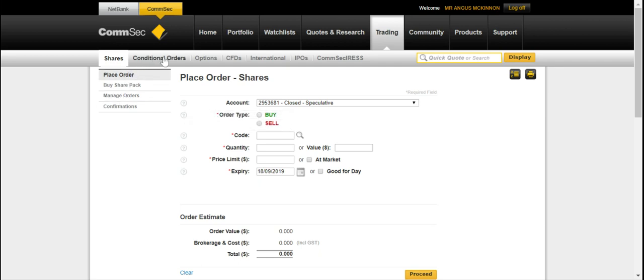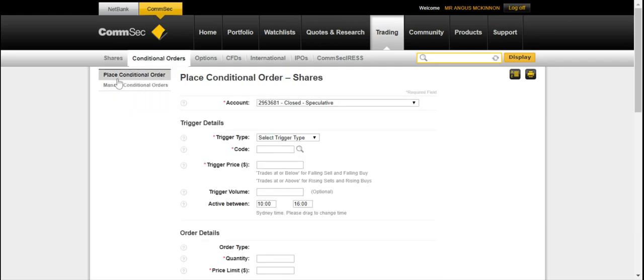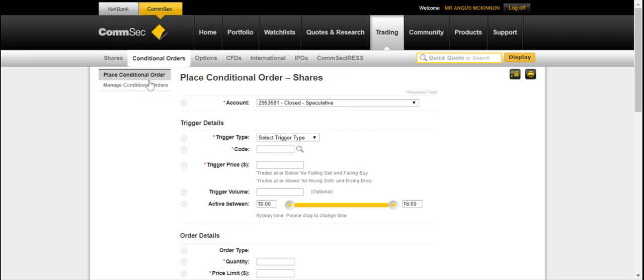If I go to conditional orders, then I get these two new tabs, which are place conditional order and manage conditional orders. You get to choose which account they come out of. This is just a dummy test account that I've got. I can then select from these 6 different types of conditional orders. There's a falling sell, a rising buy, a falling buy, a rising sell, a trailing buy, and a trailing sell.